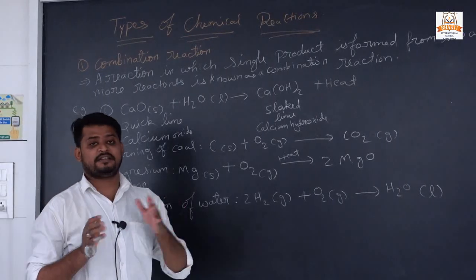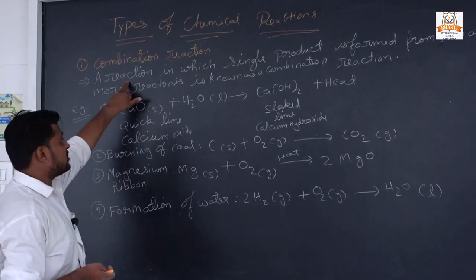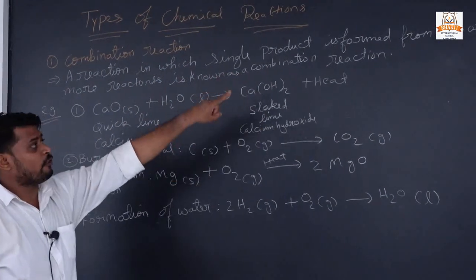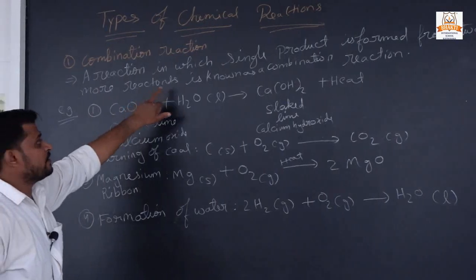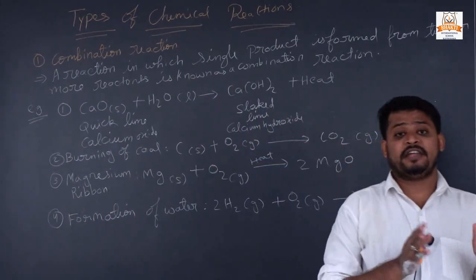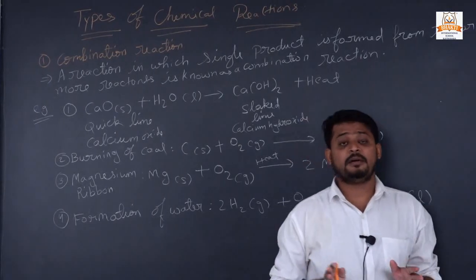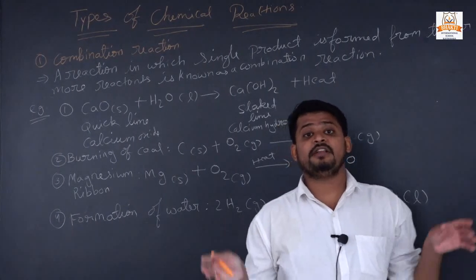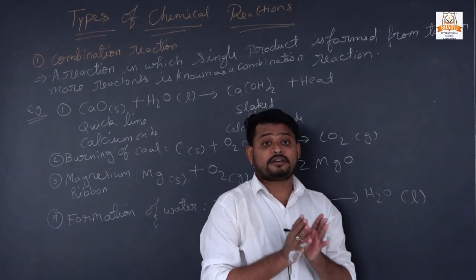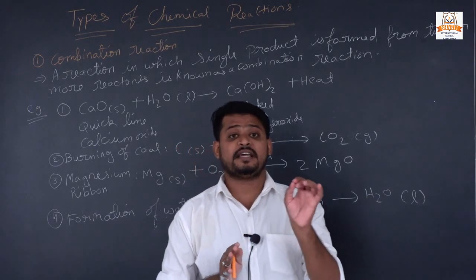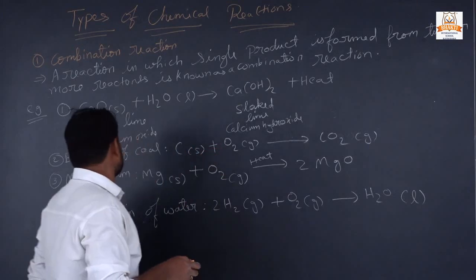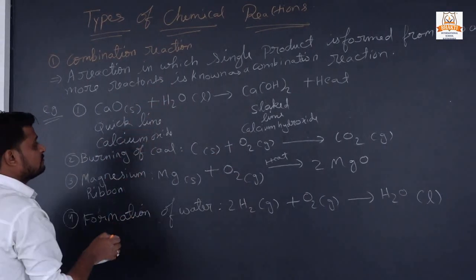What is a combination reaction? A reaction in which a single product is formed from two or more reactants is known as a combination reaction. It means when we take two or more reactants and react them, the product we gain is only a single product. Let's take some examples so that you will understand.